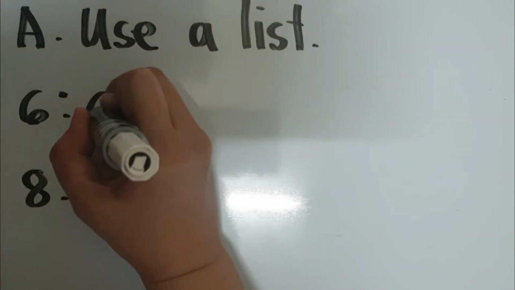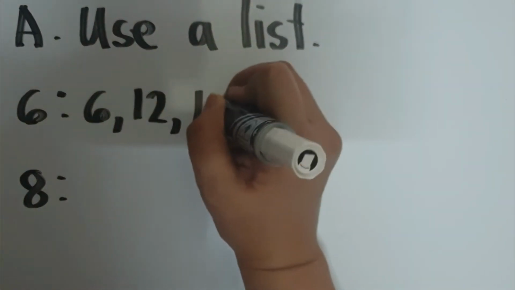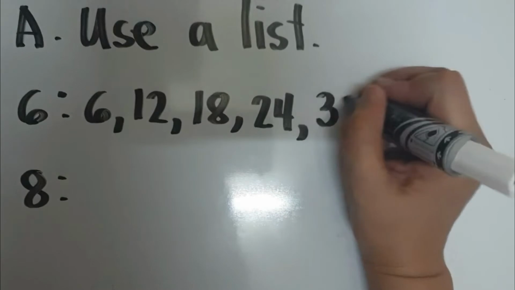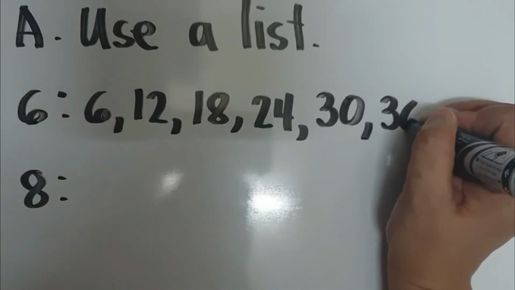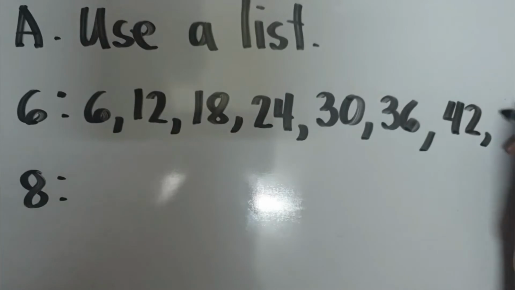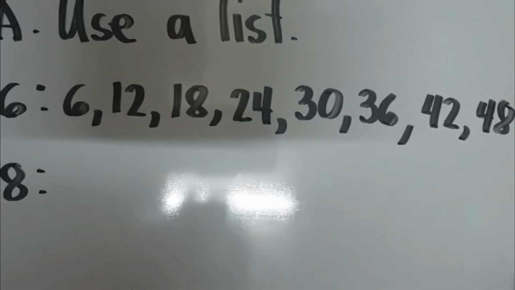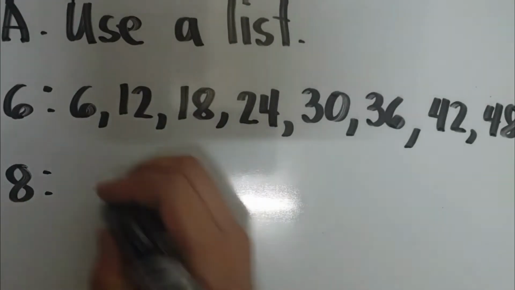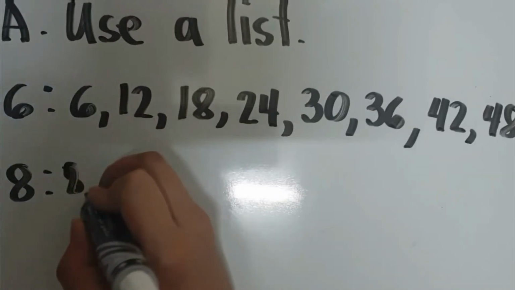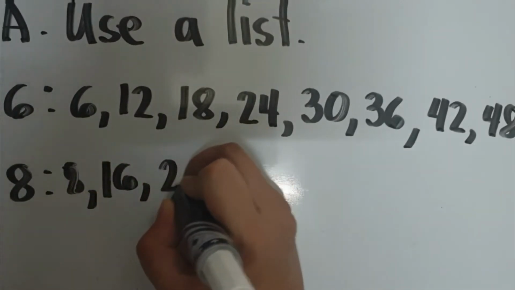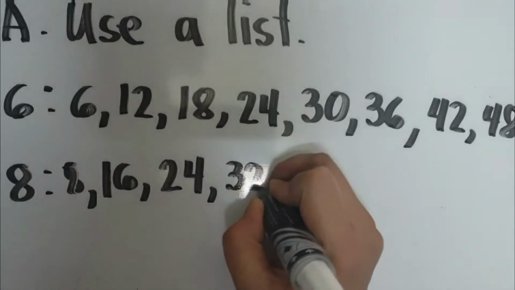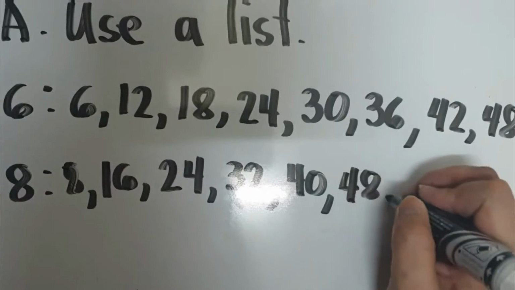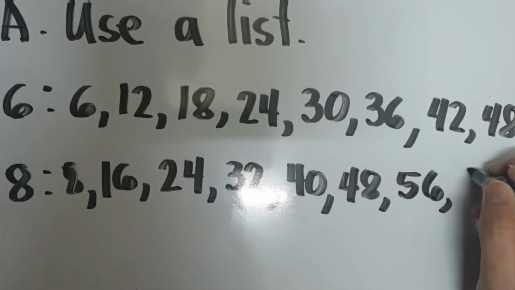We have 6, 12, 18, 24, 30, 36, 42, 48. Let's stop there for now. And then, let us write the multiples of 8. We have 8, 16, 24, 32, 40, 48, 56, 64.